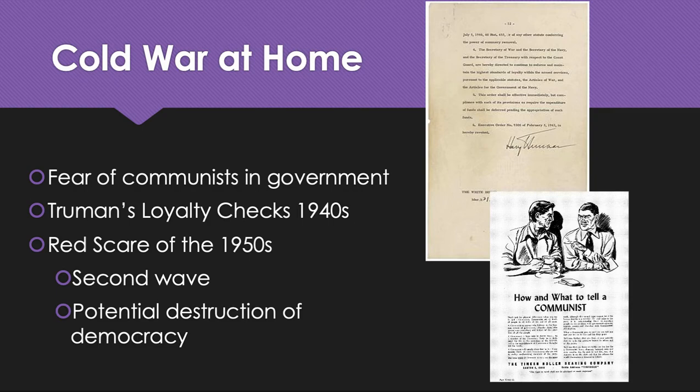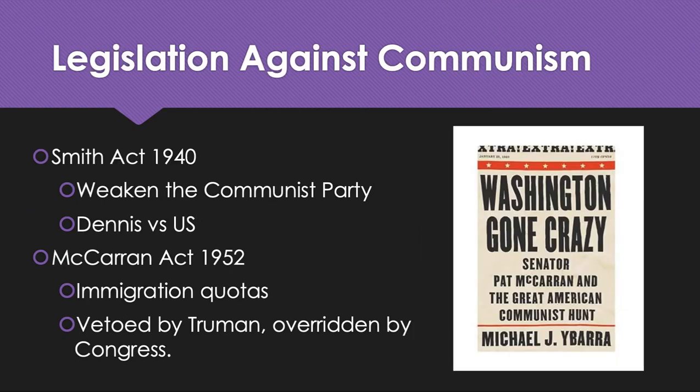What this could do, though, is potentially lead to the destruction of our own democracy from the inside out. And let's take a look at some other actions that the United States is going to take. So the Smith Act is going to be put in place in 1940. What it did was make it illegal to teach or advocate for the overthrow of the U.S. government. Now, that doesn't really sound like it's okay.